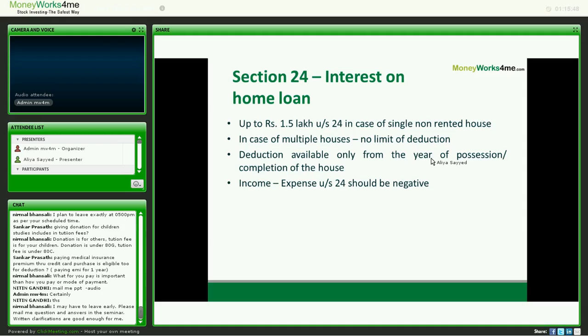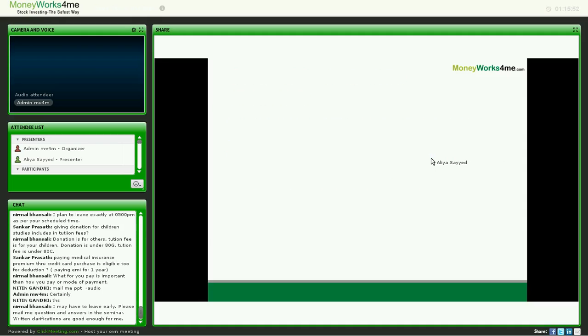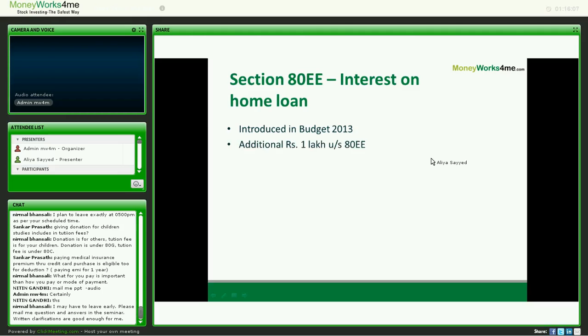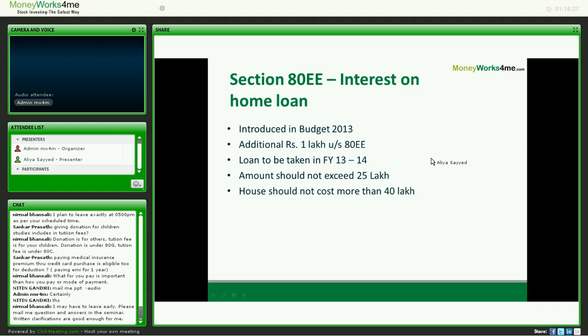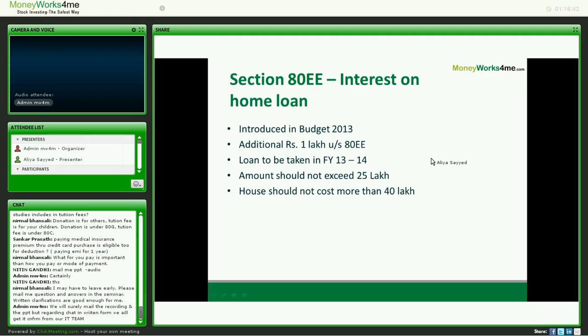For those of you who are taking a house loan in 2013, there's good news for you. An additional Section 80EE was introduced on interest on home loan in Budget 2013, where you can claim a deduction over and above that 1.5 lakh, of 1 lakh under 80EE. The only caveat being that the loan has to be taken in this financial year 13-14, that is between 1st April 2013 to 31st March 2014. Plus your loan amount should not exceed 25 lakhs, and the cost of your house should not exceed 40 lakhs. So these are 2 or 3 conditions that you have to meet. If you meet these conditions, then you can claim an additional 1 lakh rupees under Section 80EE. So you can claim a maximum of up to 2.5 lakhs on the interest paid towards house loan if you have taken a housing loan in this particular year.